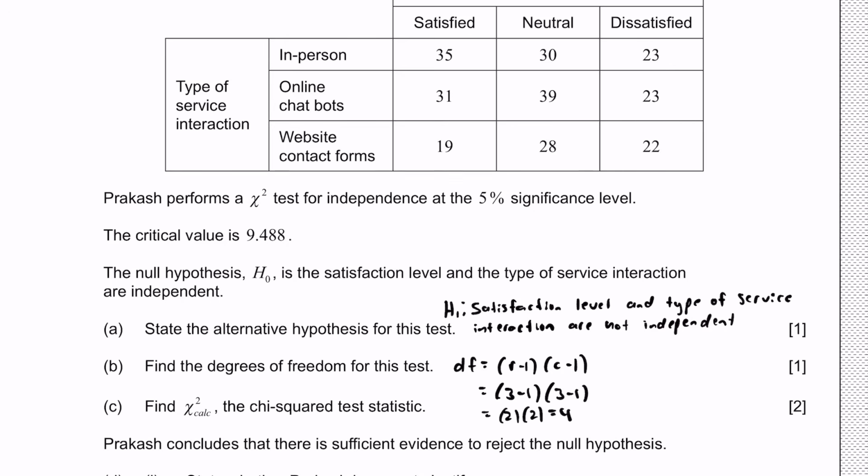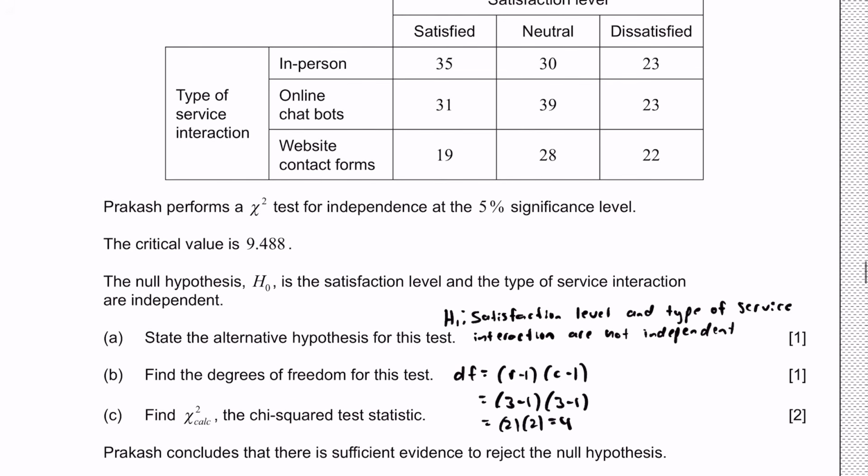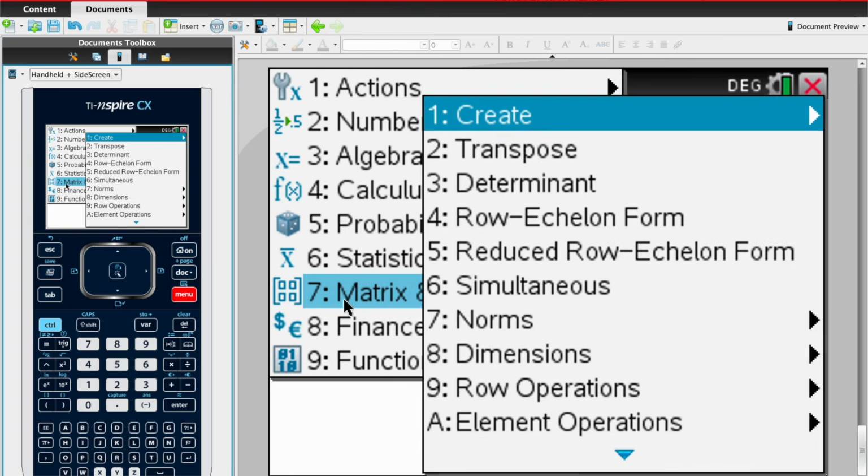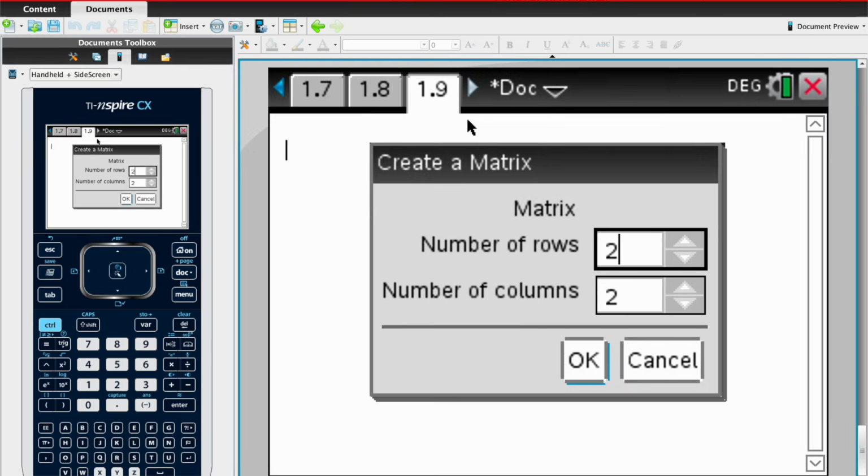Part C, we're asked to find the chi-squared test statistic. For this, we'll just go to the calculator, set up a matrix, and then find the chi-squared test statistic, chi-squared value. So here we are. First, let's set up a matrix. Menu, here we want to go into matrix, create matrix. Number of rows was 3, number of columns was also equal to 3.